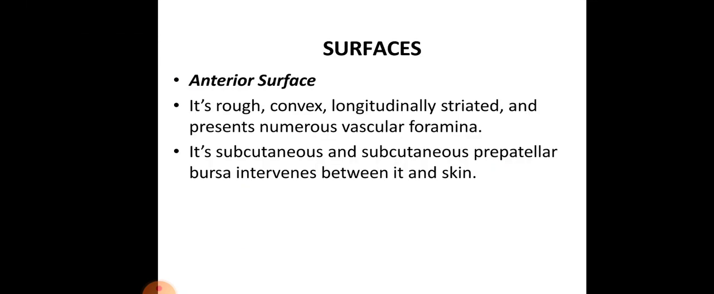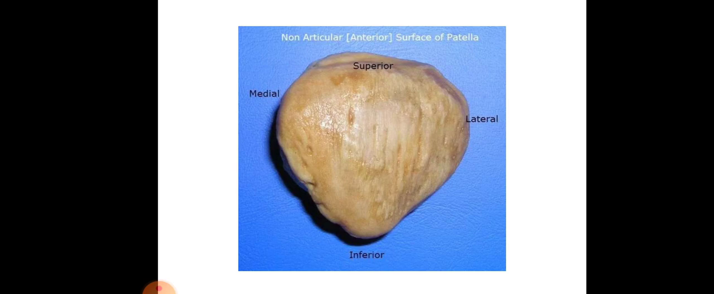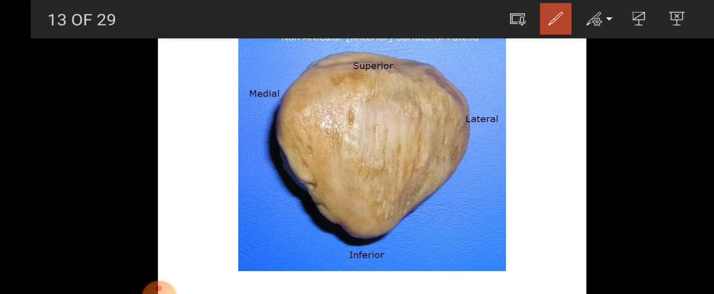So the anterior surface is rough, convex, longitudinally striated and presents numerous vascular foramina. It is subcutaneous, and the subcutaneous prepatellar bursa is there between the patella and the skin. So here we can see the anterior aspect of the patella, which has various vascular foramina and longitudinal impressions. These are the vascular foramina, circular, and these are longitudinal impressions.